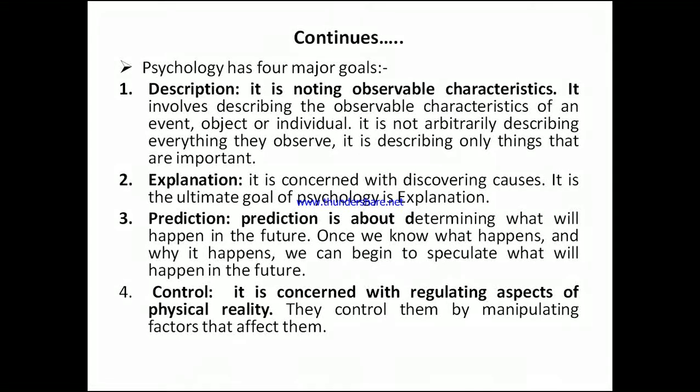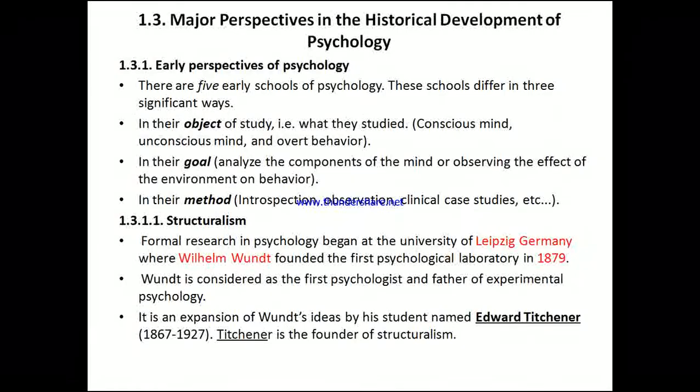The fourth goal is to control, which is concerned with regulating aspects of physical reality. Basically, the goal of science is not just to identify the problem. Rather, the ultimate goal of science is to give a solution or to control a problem which exists within a society. So the ultimate goal of psychology as a science is to control unnecessary behavior, or something that we need to avoid in the setting or environment where we live. These are the four goals of psychology.